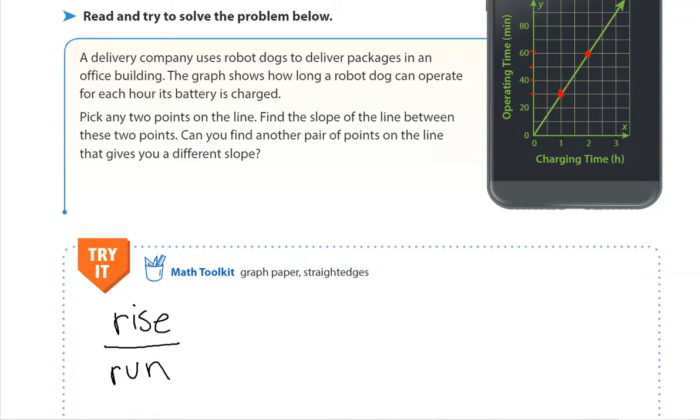So I'm at 30 and going up 10, 20, 30. So the rise here is 30. And then the run, notice these are going by halves. There's 1, 1.5, and 2. So I'm just going to go 1. Okay, so the rise is 30, the run is 1, so the slope is 30. Because you don't need that 1 under it, right?